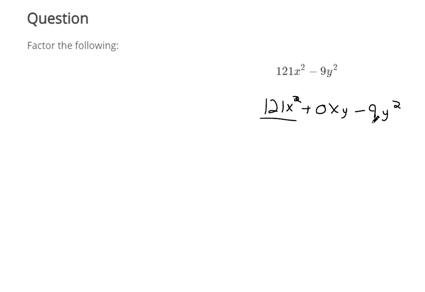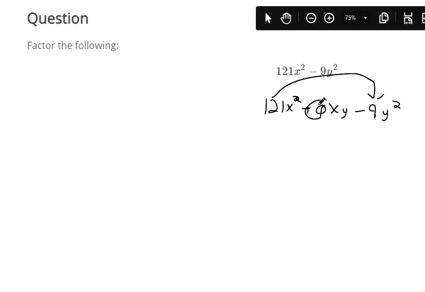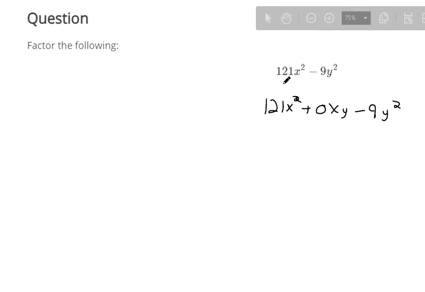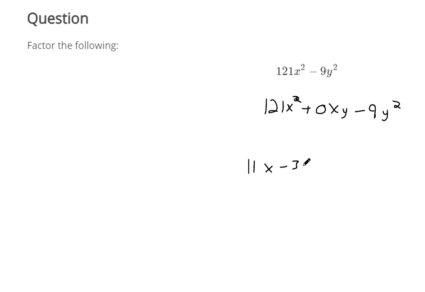You'd multiply the leading coefficient and the last coefficient. There's a quicker way to do that, though, instead of doing this method where you multiply those together and find two numbers that add up to be 0. The square root of the leading coefficient, the coefficient for x squared, is 11, and the square root here is 9. The square root of 9 is 3.